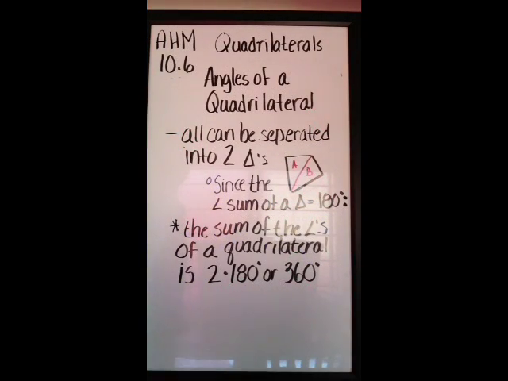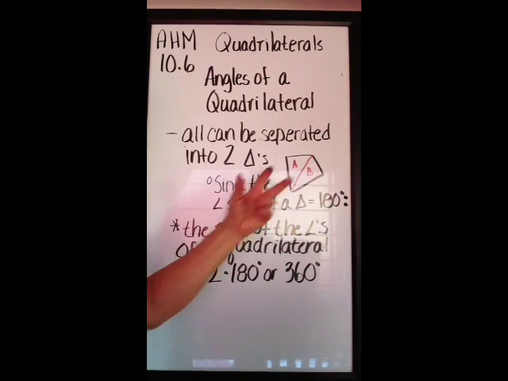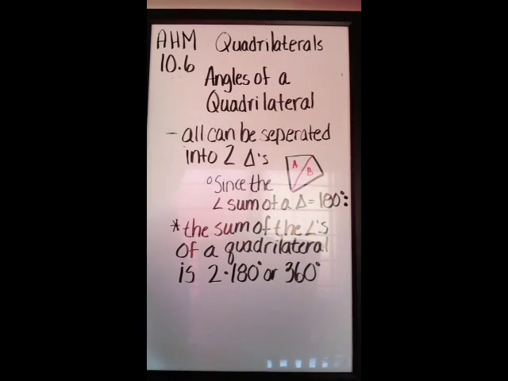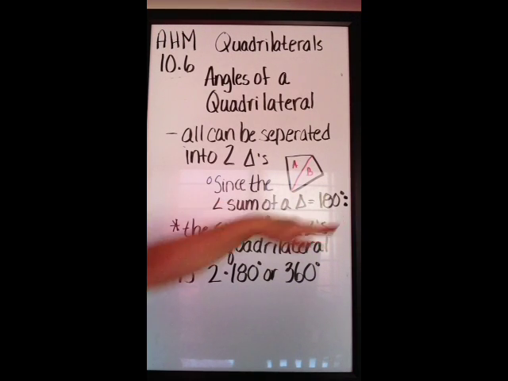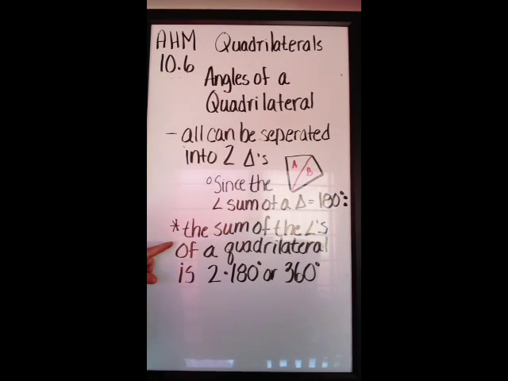We're going to talk about the angles of a quadrilateral. Every quadrilateral can be divided into two triangles. So here's a quadrilateral, a four-sided closed figure. If I draw a line down the center there, I separate it into two triangles, A and B. Well, since I know that the sum of all the angles of a triangle is equal to 180, then it must be true that the sum of the angles of a quadrilateral is 2 times 180, or 360.